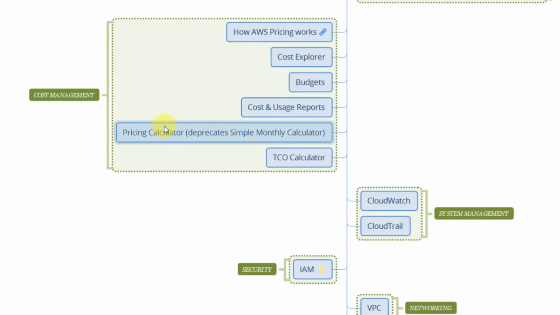Cost management is important to understand early because cost optimization is one of the basic pillars of the well-architected framework. And these are the various modules you should look at. There is a good paper on how pricing works. Take a good look at it. And the other tools are Cost Explorer, budgets, the cost and usage reports, calculators.